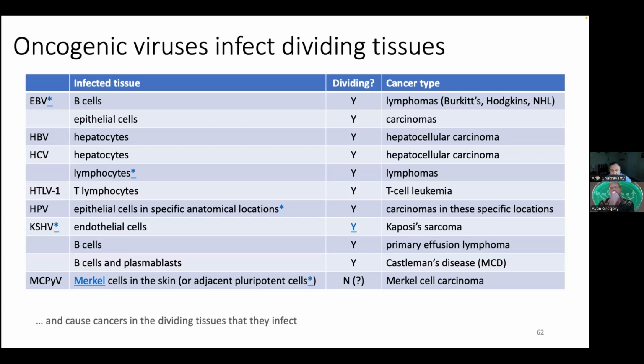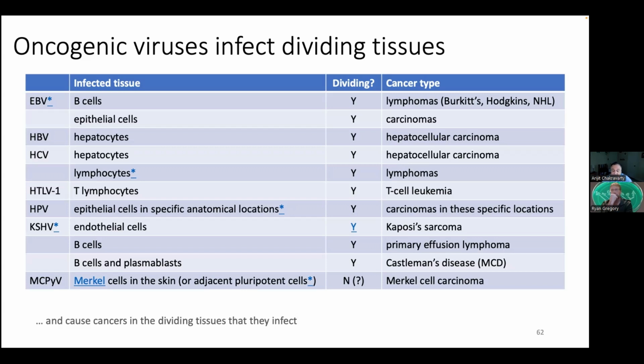So EBV infects B cells and epithelial cells. HCV infects hepatocytes. HPV infects certain specific epithelial cells that are actively dividing, as does KSHV, which is Kaposi's sarcoma virus. Many of these viruses also infect immune cells, lymphocytes in particular. And Merkel cell carcinoma virus, weirdly enough, infects this one dividing cell in the skin called, not surprisingly, Merkel cell.